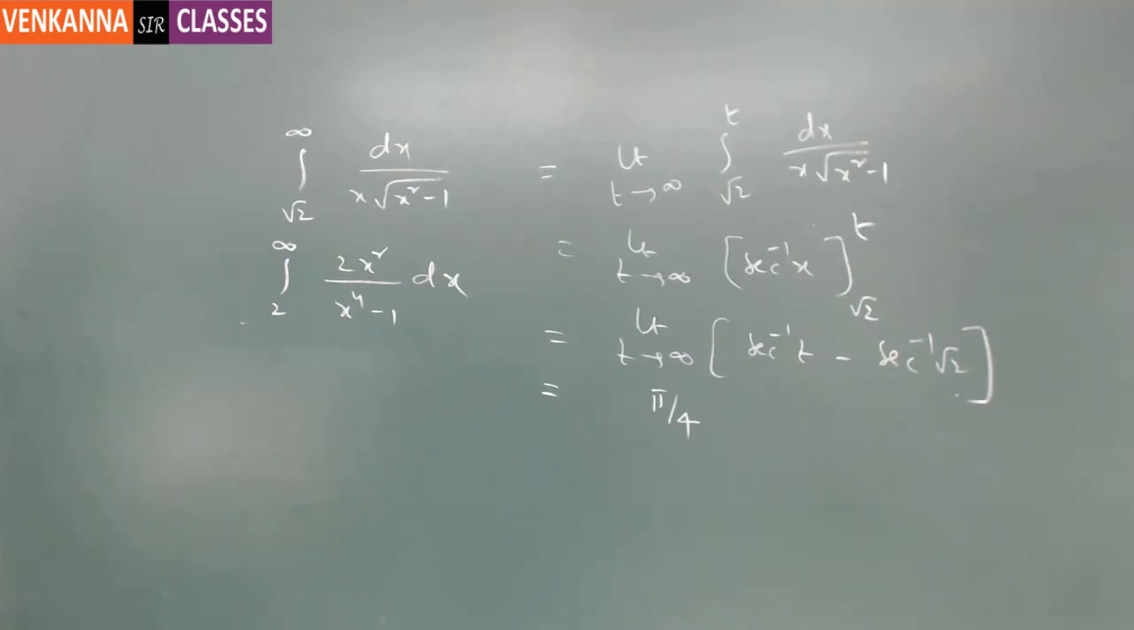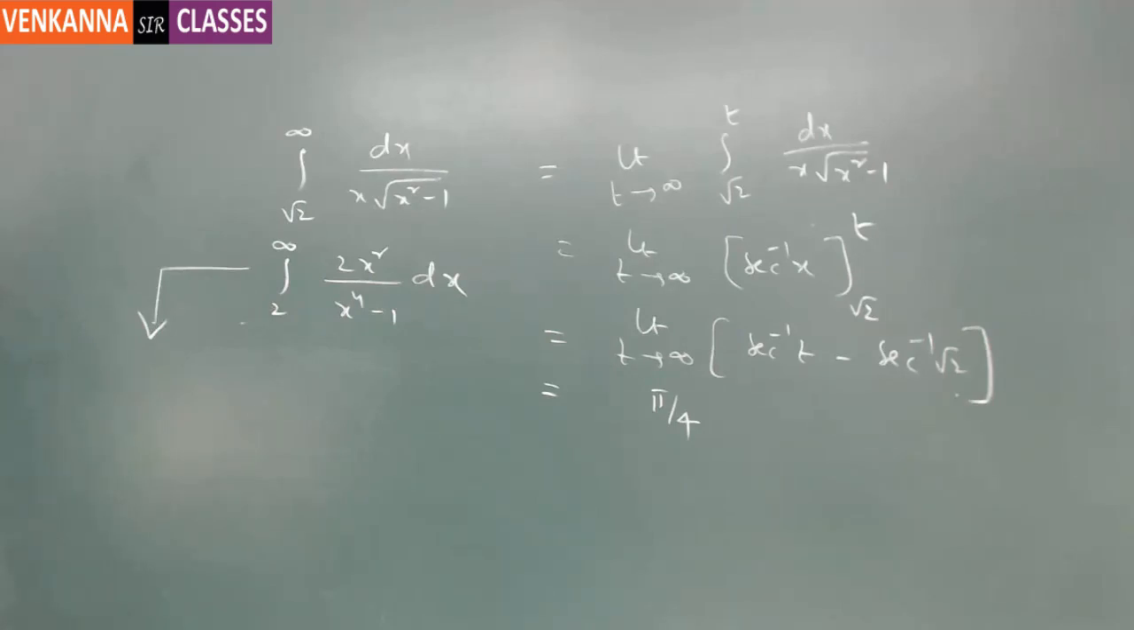So can you recollect that formula, secant inverse x? Am I correct in giving that? Right? So since the value pi by 4 is finite, the integral from root 2 to infinity of dx by x into root of x square minus 1 is nothing but pi by 4. That is the solution. Now let us take this problem.